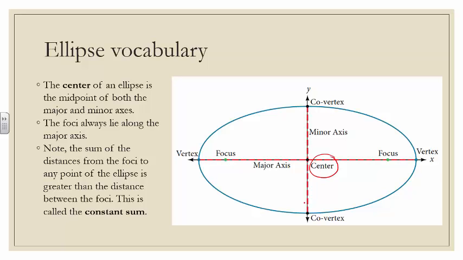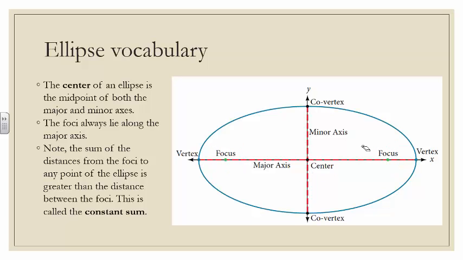The foci always lie along the major axis, clearly marked in this picture, and for every ellipse that you deal with, the foci will always lie along the major axis. Finally, we can note the sum of the distances from the foci to any point of the ellipse is greater than the distance between the foci. This is called the constant sum.